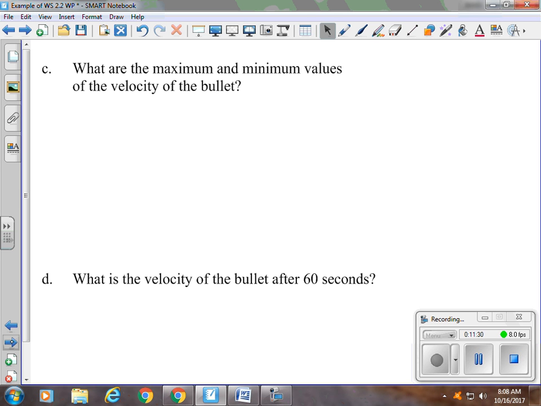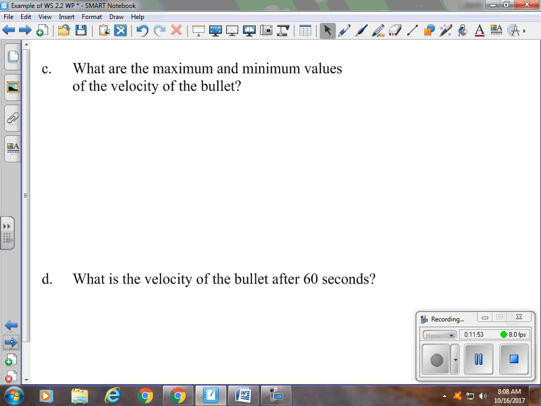Well, we shot it off at 800. What happens as it goes up? Slows down. Okay, then what does it eventually do? So it gets faster coming down. So there is a maximum and a minimum. Because when it's at the top, it's been slowing down, right? And then when it gets to the bottom, it's been speeding up.